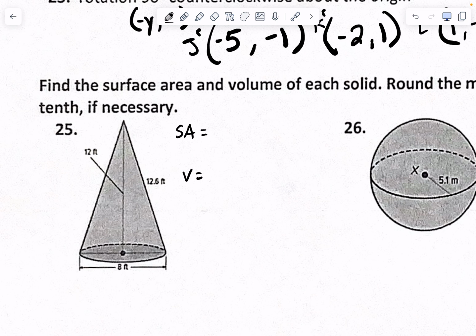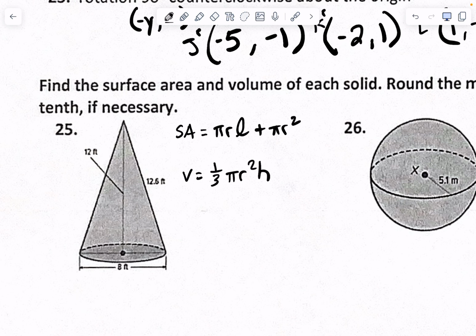Okay, cone. Zach, what do we got for surface area of a cone? Pi r the curly L plus pi r squared. Okay, write these down. Pi r L plus pi r squared. Volume? 1/3? I don't remember. Pi r squared h. Okay.